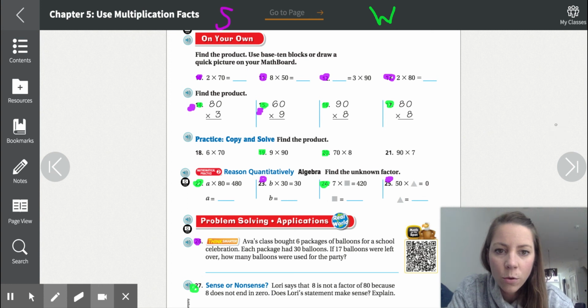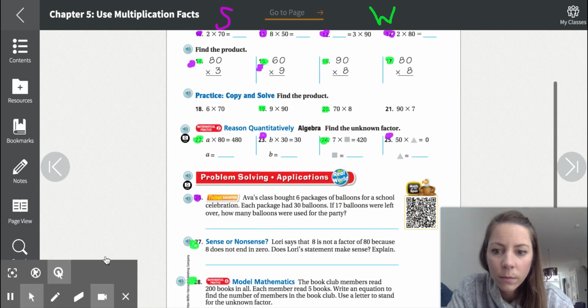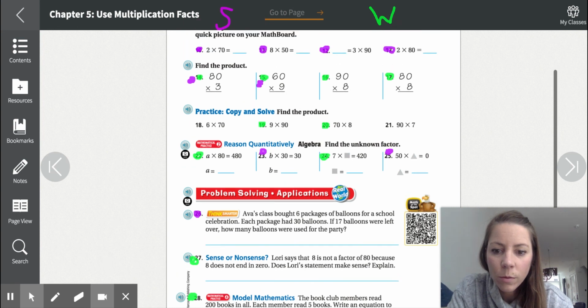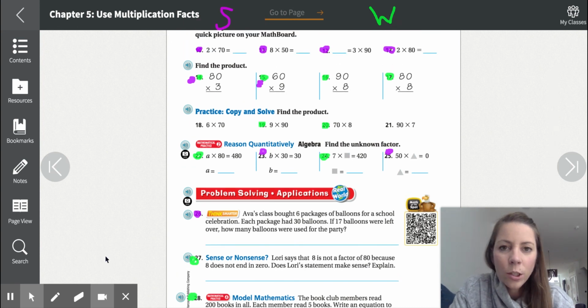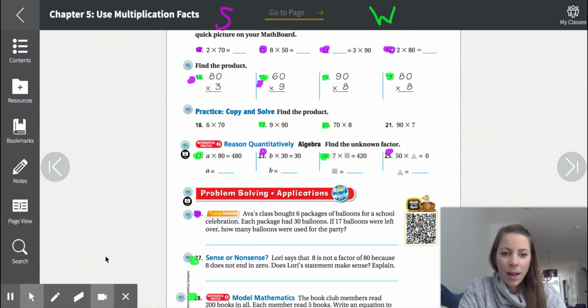I'm going to scroll down because you have one more at the bottom. Whoops. There you go. And then once you finish circling those ones, try them by yourself, pause the video, and then come back to see how you did.